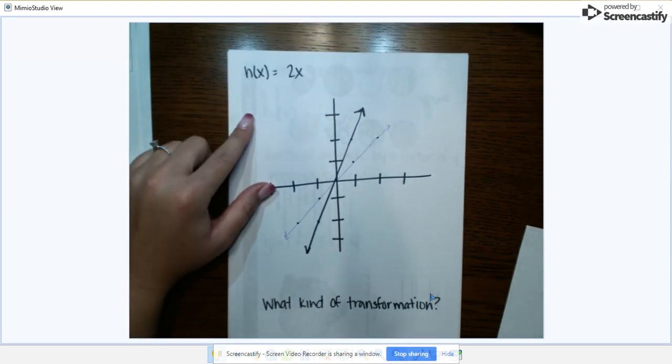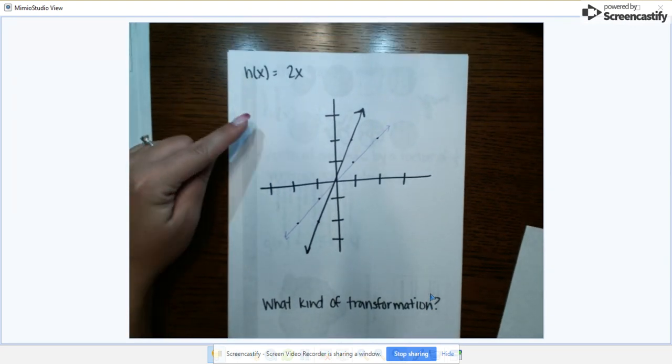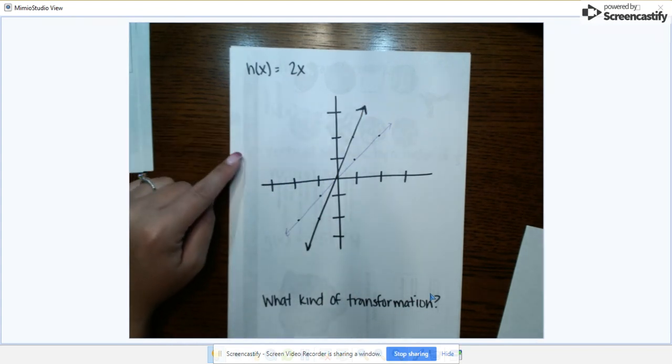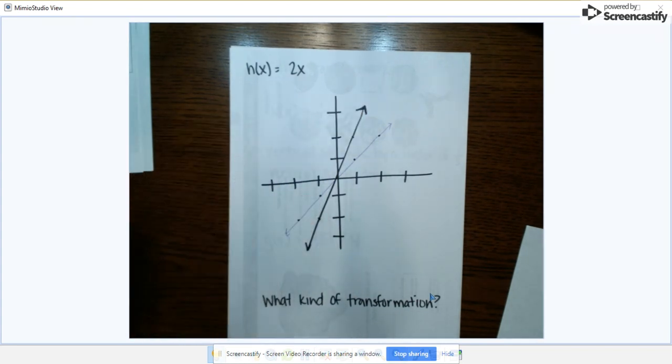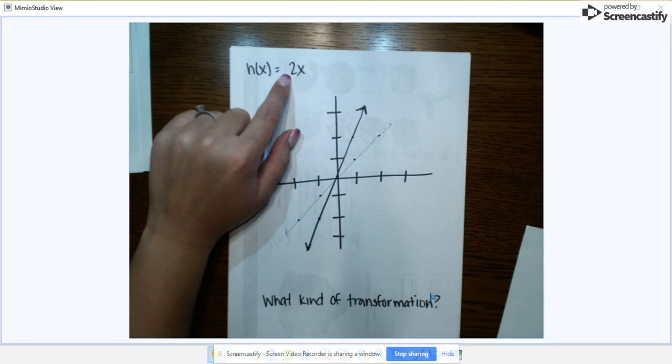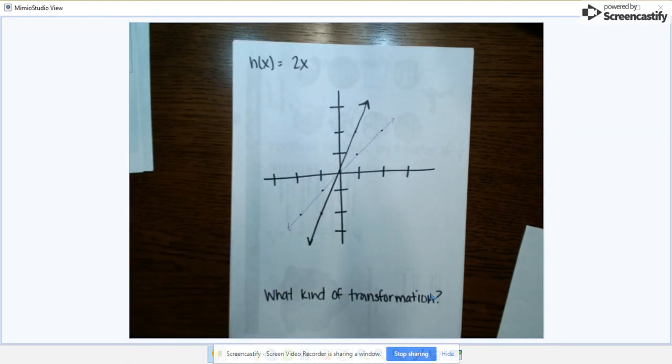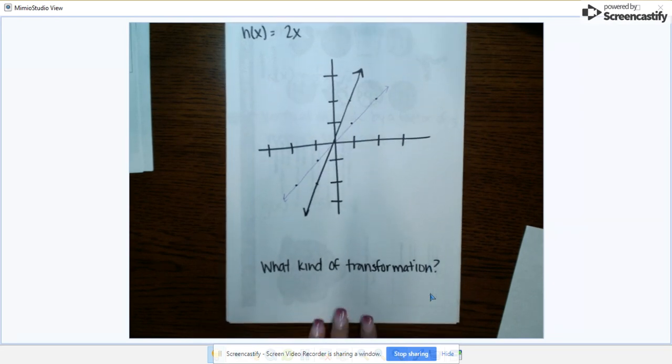Here is the function h of x equals 2x. Again, the black line is at 2x. The purple line is the parent function. And that 2 out in front means that it's a vertical stretch, and it did indeed get steeper. So I guess I answered that question for you. It's a vertical stretch.